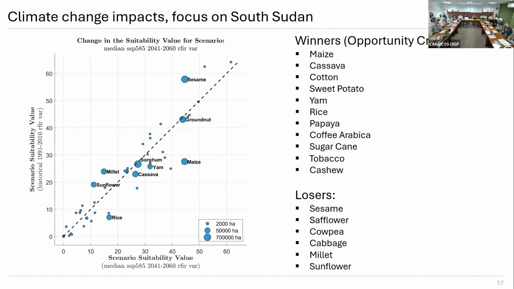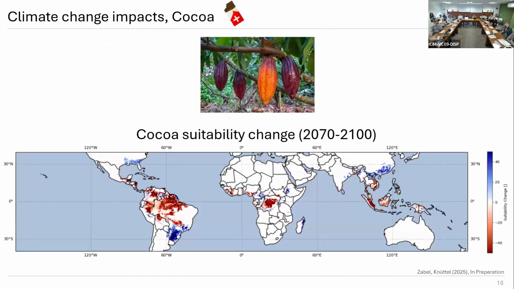So that needs to be considered and can also be seen in the results. As I mentioned, in Switzerland, we focus also on cocoa. So that's just very preliminary results. We are now also doing global simulations at 1 square kilometer.